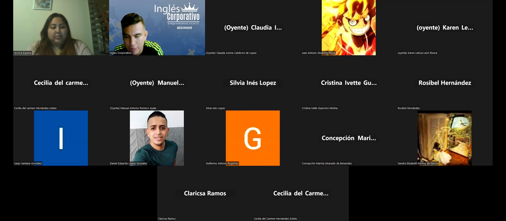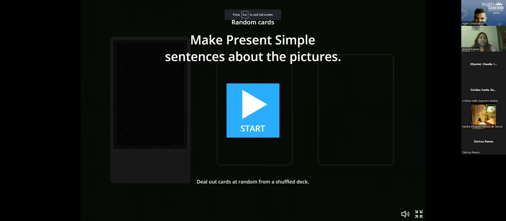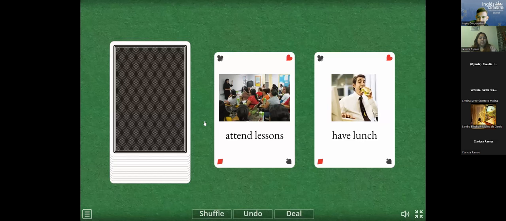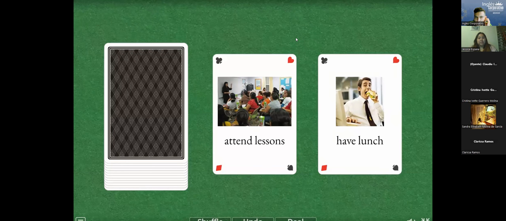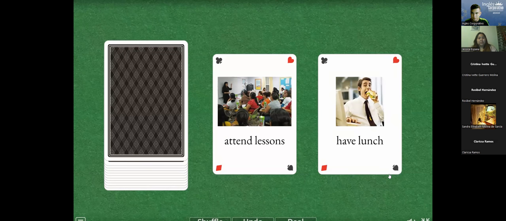Excellent exercise. Okay, well, now let's see the speaking part. For example, make sentences using these two words. Hacer oraciones. ¿Cómo podrían relatar? Make a sentence.